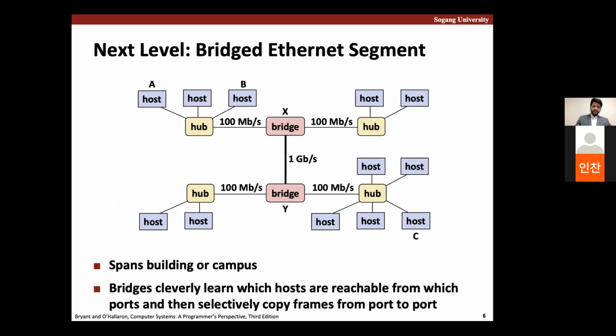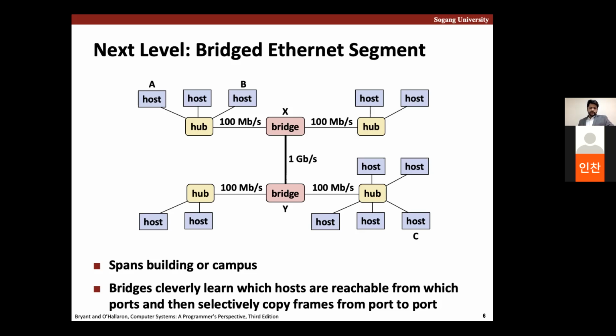In this picture, we have X and Y, which are acting as bridged Ethernets. Basically, they are using a set of wires and small boxes called bridges. Bridged Ethernets can span entire buildings or campuses. In a bridged Ethernet, some wires connect bridges to bridges, and others connect bridges to hubs, the hubs and hosts we saw on the previous slide. All the hubs can be connected to a bridge, and then there is an interconnection between the bridges so that the whole network can be connected.